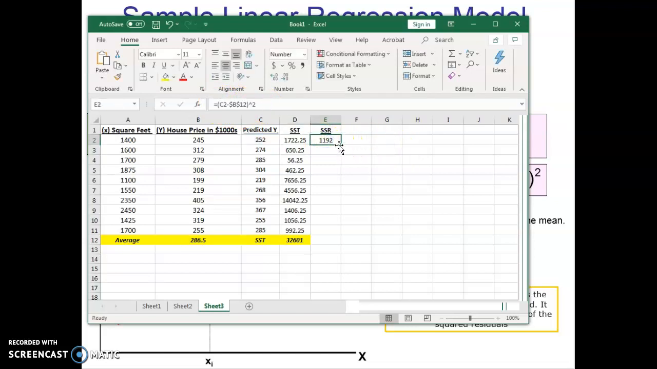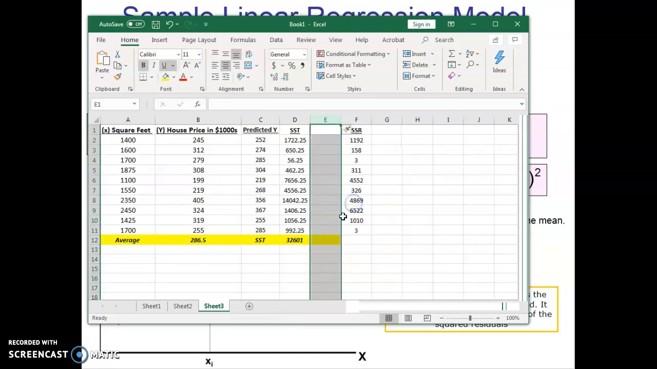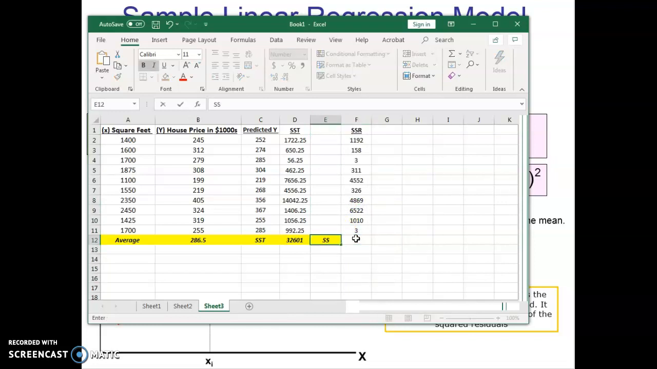And then I'll just pull this down to get my values, and then I'll sum that up. Let me go ahead and put sum of squared regression, and that will equal this number here. Bold, italicized, there we go. So our sum of squared regression is 18,946.